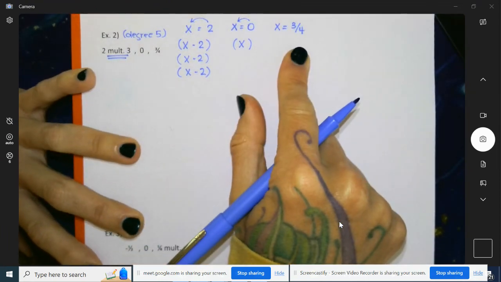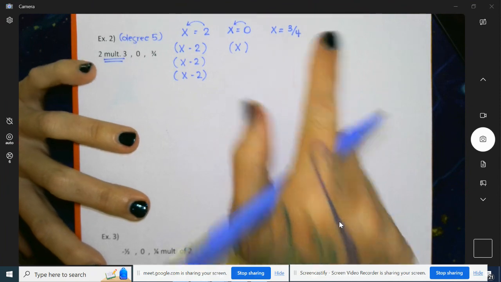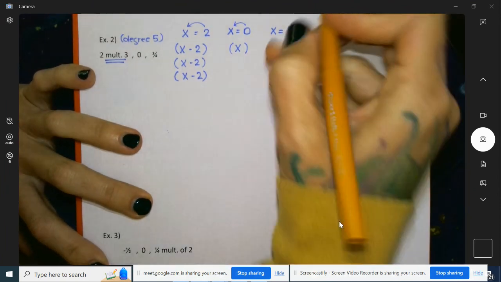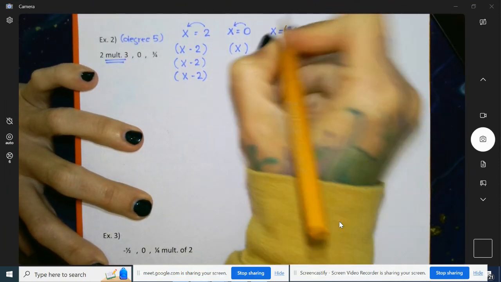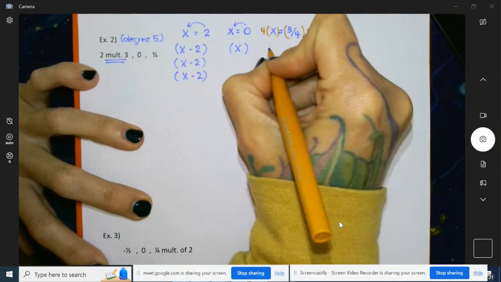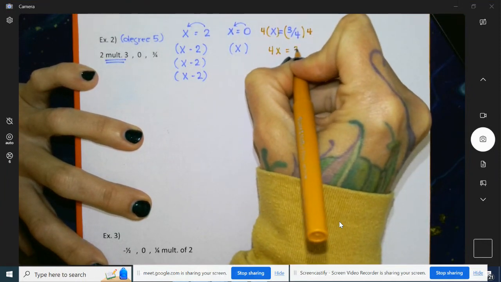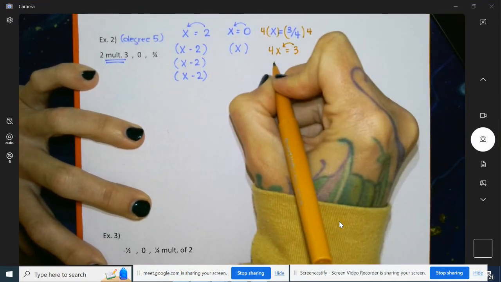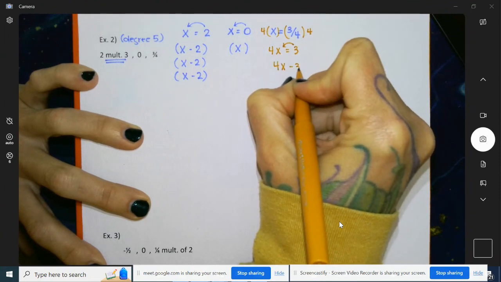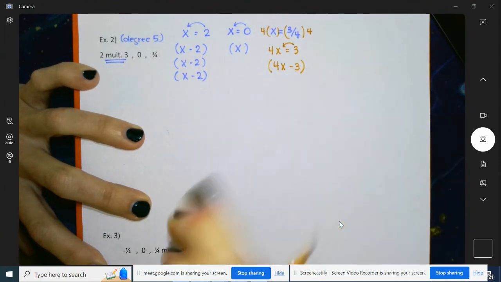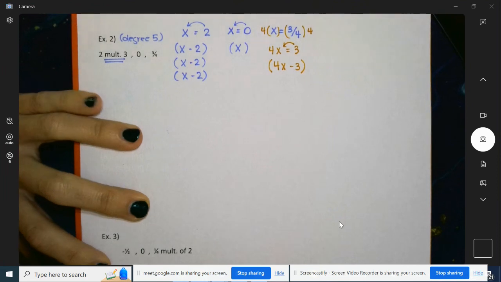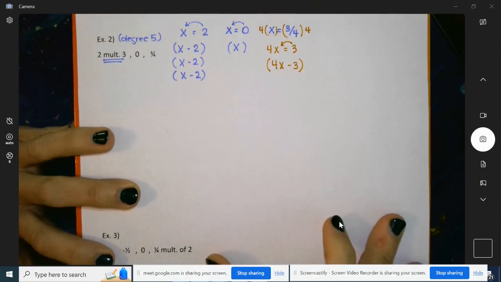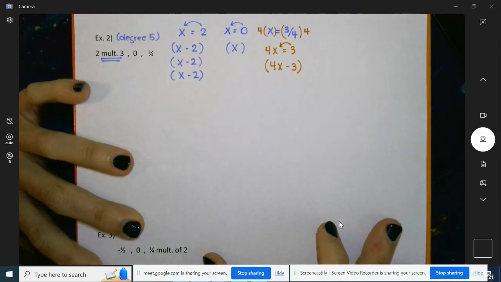3/4. Now, your choice. You can use operations, because then to get rid of the division of 4, we're going to multiply by 4, which gives me 4x equals 3. Then we're going to move that 3 over, and it's 4x minus 3 as my factor. That is absolutely, completely, and utterly the most beautiful math-backed way to do this.